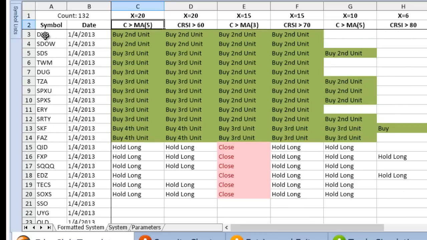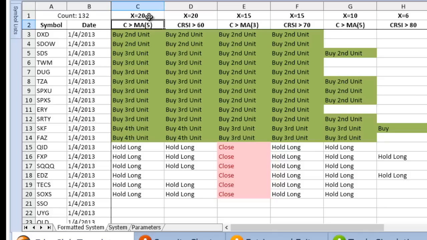I can see that, for instance, here we can see DXD, the very first one in the list, is on a 2nd unit purchase for the variation of the strategy which has a value of X of 20, and where it exits when the close is greater than the 5-period moving average.